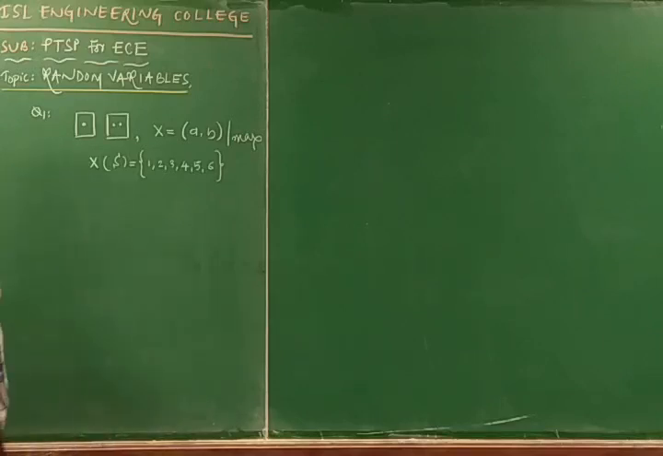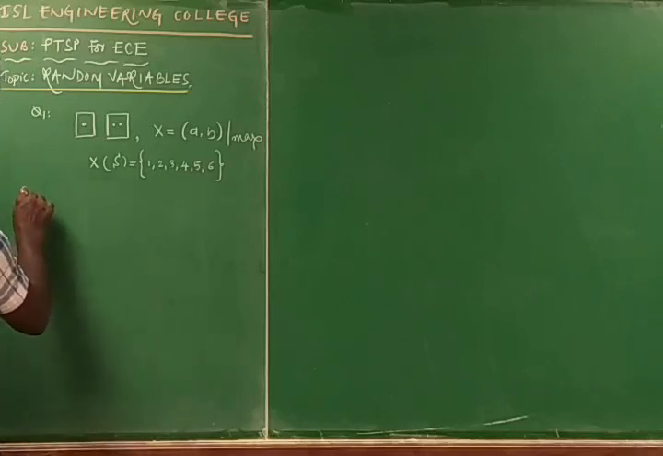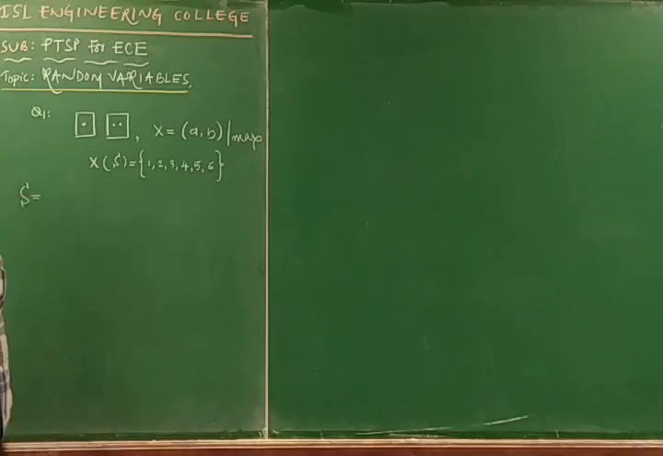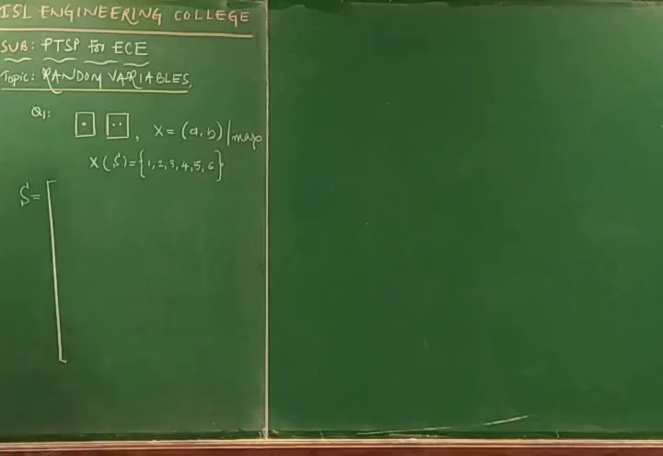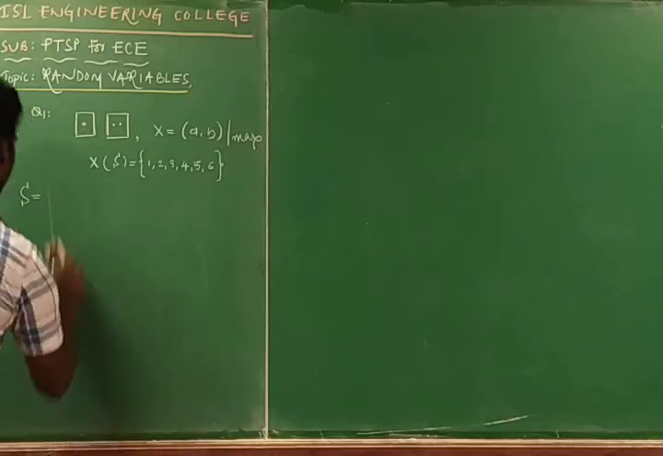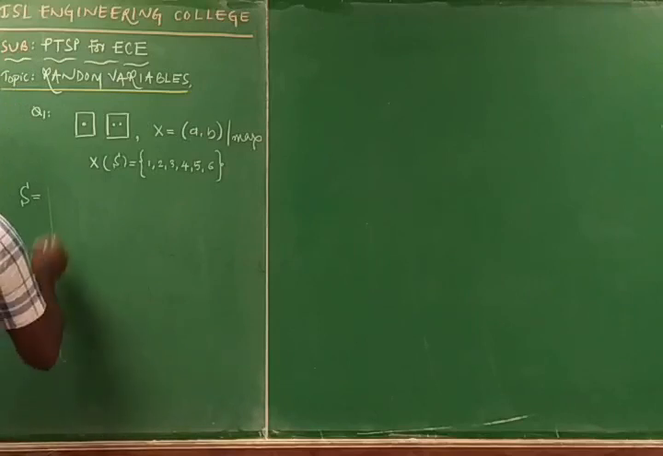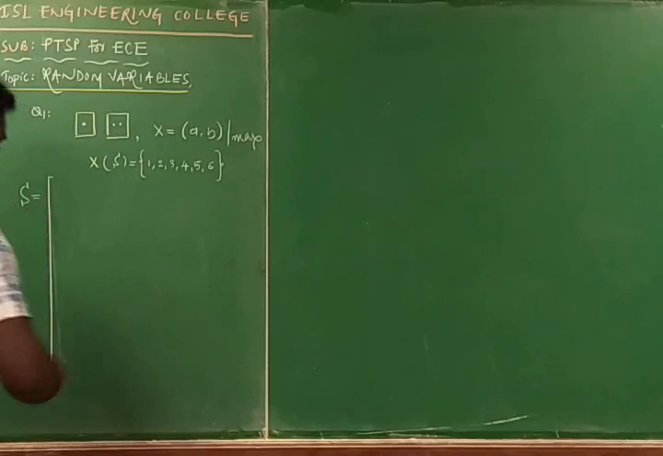First of all, we must know the possible outcomes when we throw the 2 dice at a time. That is nothing but the sample space. Let us go with the sample space. The sample space is nothing but the total possible outcomes if you throw 2 dice at a time.